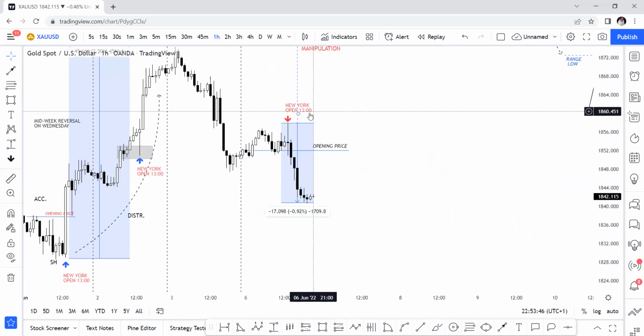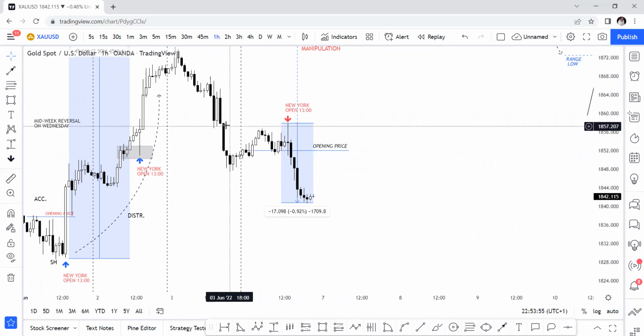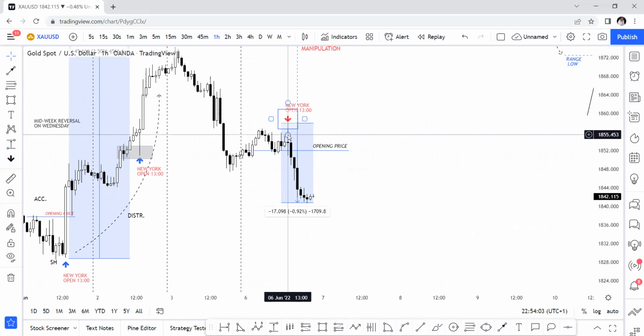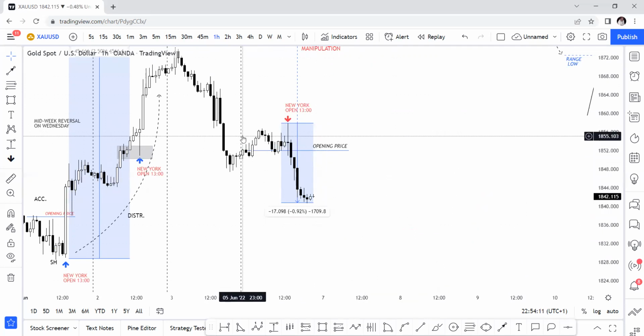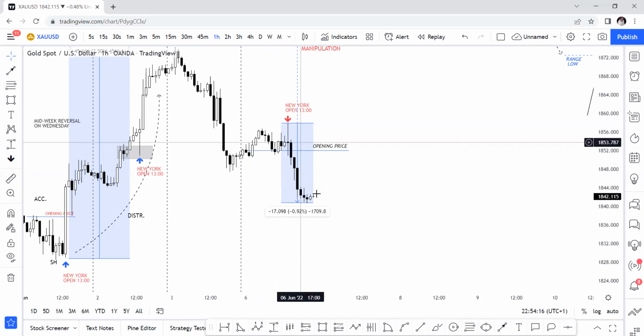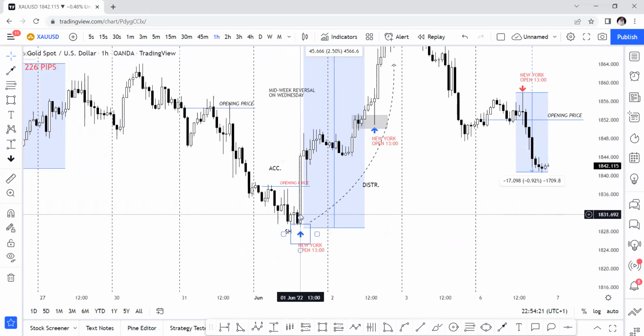Price usually runs, like today, for example. This is what happens today, on Monday. This is the opening price for today. Price usually runs up the liquidity of the previous day, then runs into this zone. Then at 13 GMT, which is New York, you see price moving to the opposite. That is AMD for you. So this is now our accumulation, then manipulation, then distribution of profits in the opposite direction.